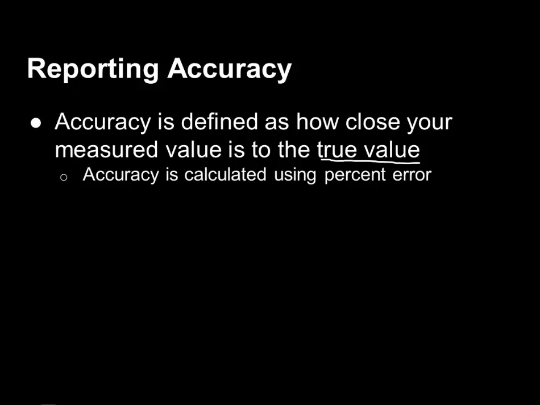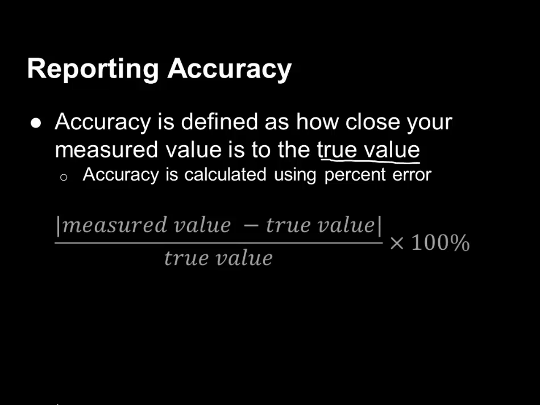Now, we calculate accuracy using a thing called percent error, which just tells us how different a measurement is from what it should have been. So this is the formula. Measured value minus true value, that's an absolute value, we don't care if it's positive or negative, divided by the true value times 100%. So say you measured the density of gold to be 17.9 grams per milliliter, and then you go look it up and you see that it's actually got a density of 19.3 grams per milliliter.